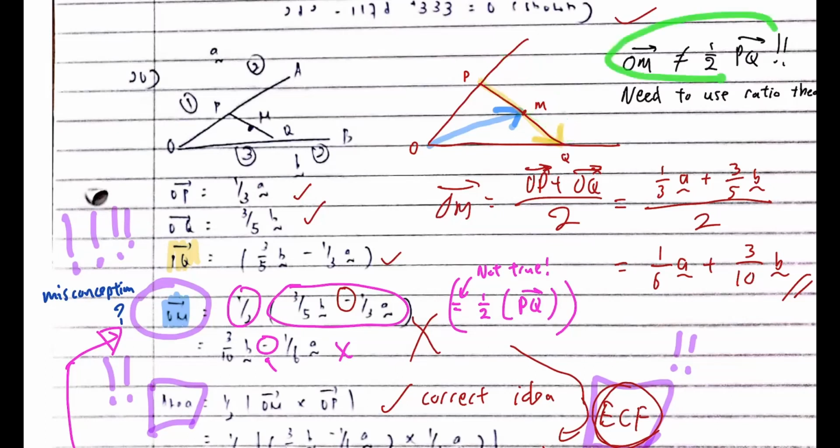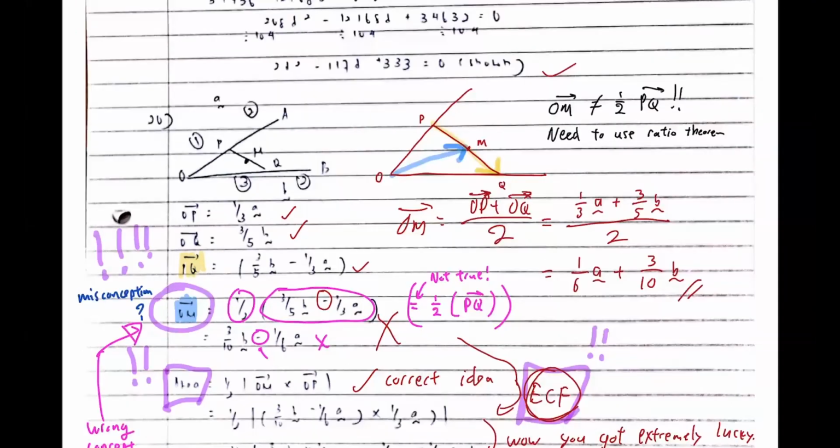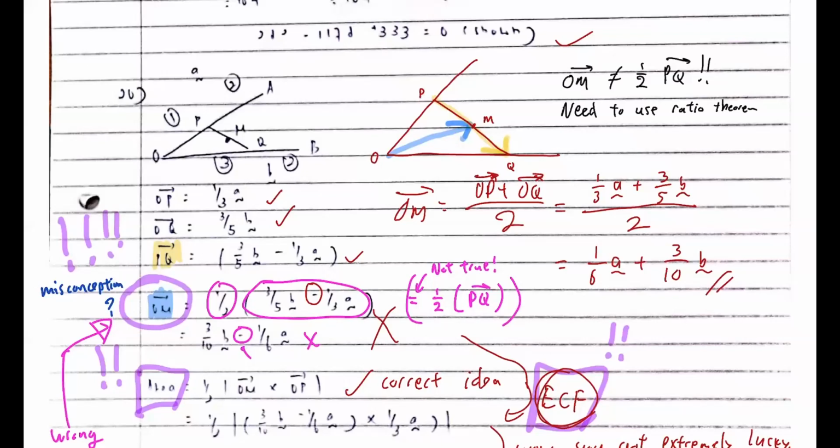Okay, vector OM is not half of vector PQ. Half of vector PQ is just vector PM or vector MQ. Are we clear on that? Okay, good. So that's why in this question you have to use the ratio theorem. In this case, vector OM is actually just (OP plus OQ) divided by 2. You see that? Ratio 1:1. Then you can just substitute in your OP and OQ: 1/3 A, 3/5 B, then divide by 2. Simplify, you get 1/6 A plus 3/10 of vector B. That's your vector OM, to answer part 1 of question 20.